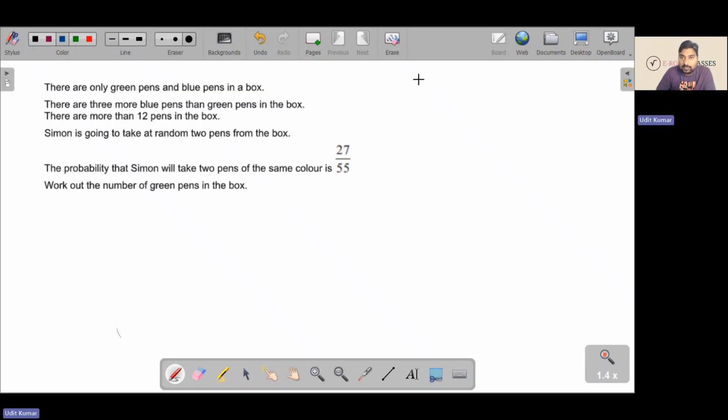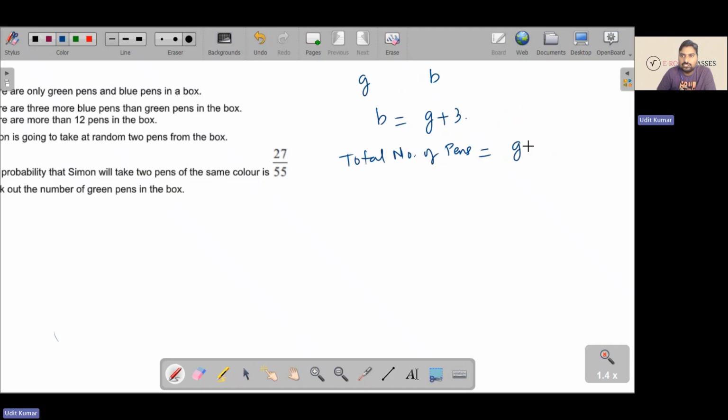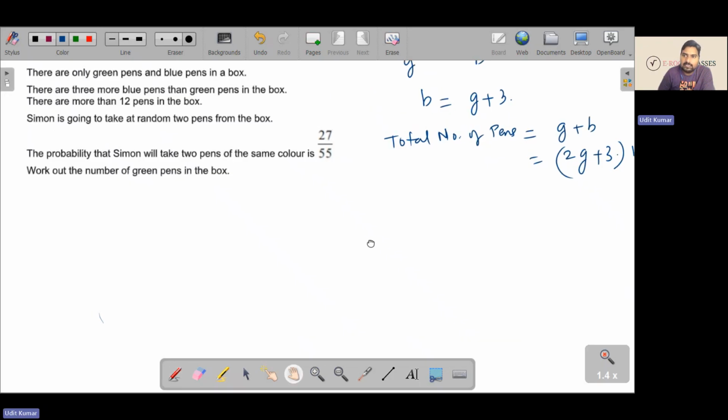So since there are only green pens and blue pens in the box, and the second information which is given to you is there are 3 more blue pens than green pens, means blue pens are more. So B is equal to G plus 3. And so the total number of pens will be what? G plus B, because there are only green pens and blue pens. So it is going to be 2G plus 3, right? So total number of pens are 2G plus 3.